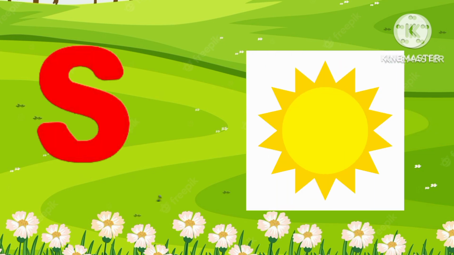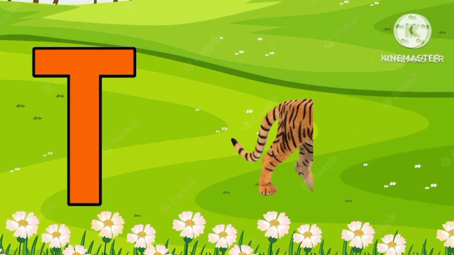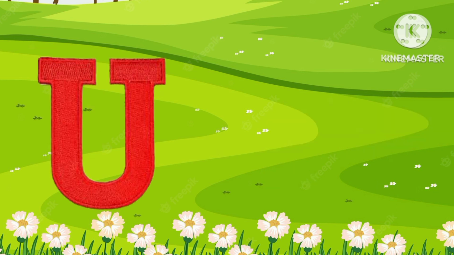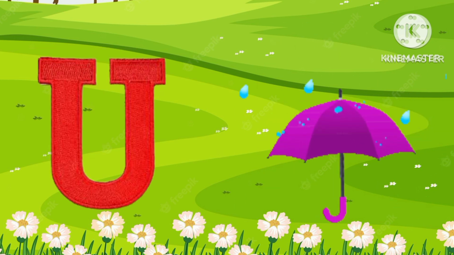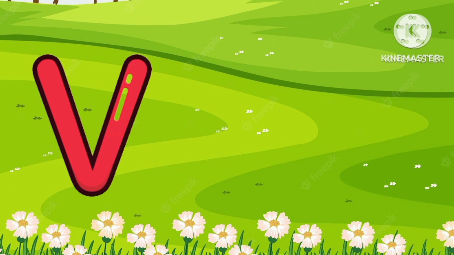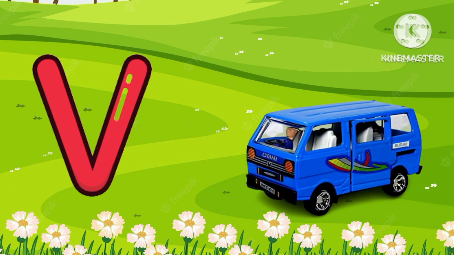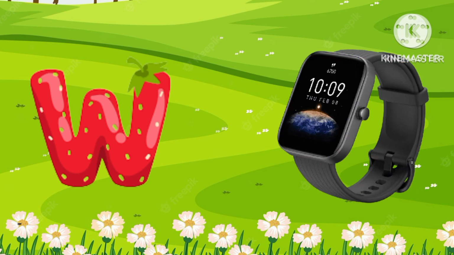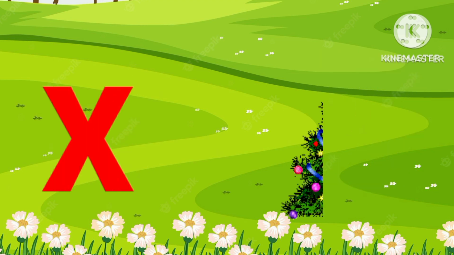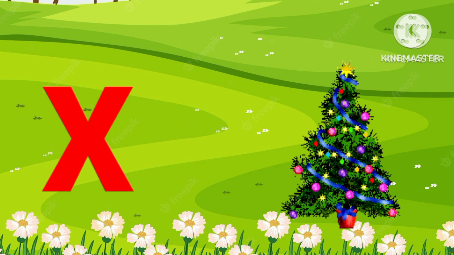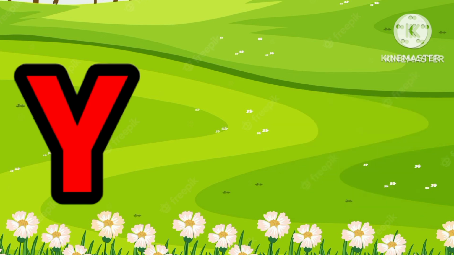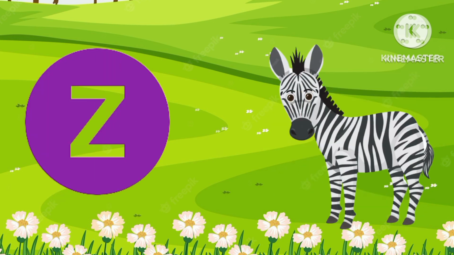S, S for sun. T, T for tiger. U, U for umbrella. V, V for van. W, W for watch. X, X for X-Max tree. Y, Y for yak. Z, Z for zebra.